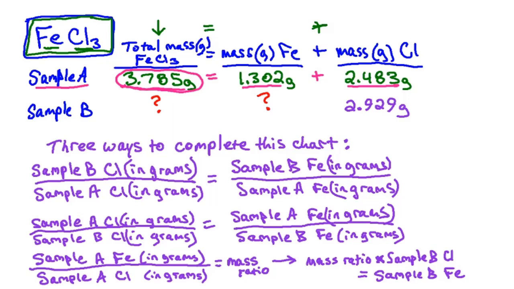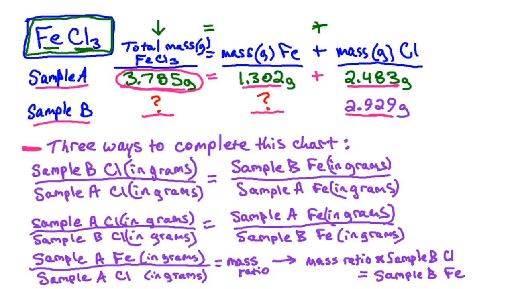But then in this table, you have sample B, and we don't have the total mass in grams filled out. We need to fill that in. And we don't have the mass of iron. All we have is the mass in grams of chlorine, 2.929 grams in this sample B. Now there are 3 ways to complete this chart.